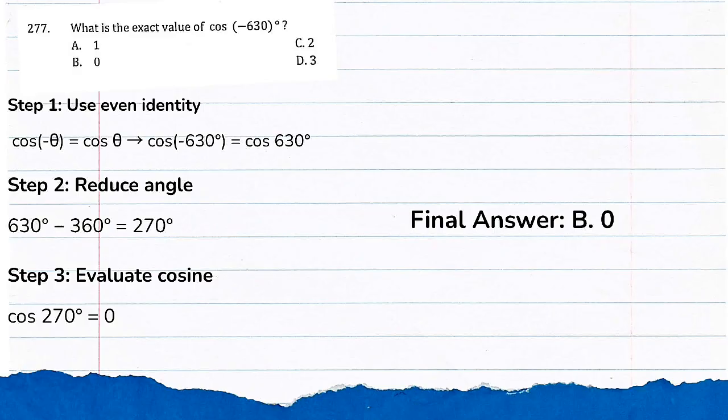Cosine is even, so the negative angle is removed. Step 2, reduce the angle. 630 degrees minus 360 degrees is equal to 270 degrees. We use coterminal angles to bring it within 0 degrees to 360 degrees. Now, step 3, evaluate cosine. Cosine 270 degrees is equal to 0. At 270 degrees, the point lies on the y-axis, so cosine is 0.